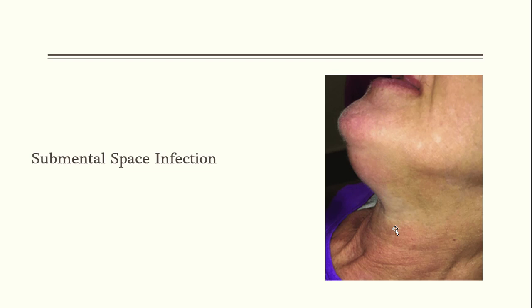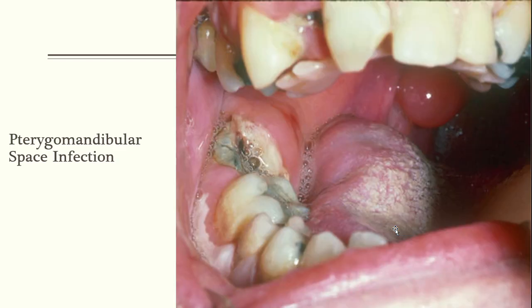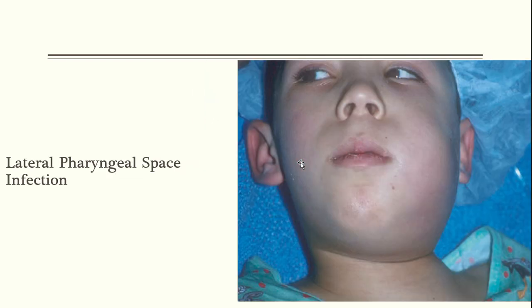Here the cause would usually be the lower incisors. Now here we have a pterygomandibular space infection due to the lower wisdom. The lower wisdom is the most commonly involved in a pterygomandibular space infection. And here's a lateral pharyngeal space infection.